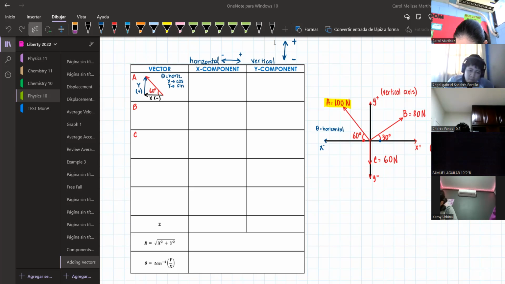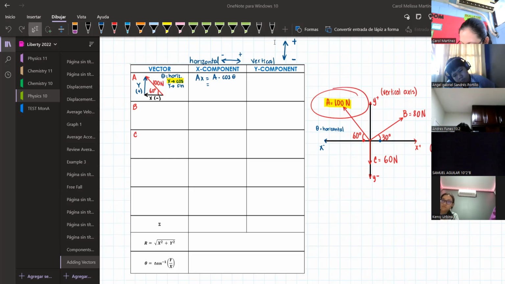For the X component, I'm going to be using cosine, okay? So I say Ax is equal to A cosine of the angle. The vector A is the value that is 100 Newton. It's the value of the vector, it's this one over here. That is the value of the vector A, 100 Newton. So we say Ax is equal to 100 Newton cosine of the angle that is 60 degrees.